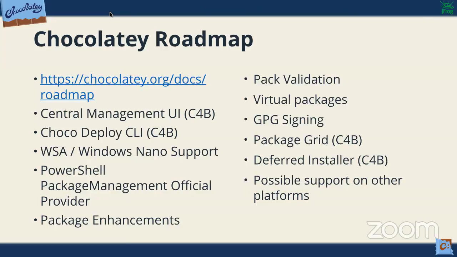Now, Choco Deploy, that's a command line, being able to also do those remote deployments with Chocolatey by itself. So we're looking to support Windows Nano and WSA as well, but Windows Nano has the .NET Core runtime, so we've got a little bit of work to do there. Currently on our prioritization schedule, that's going to be in early 2018.